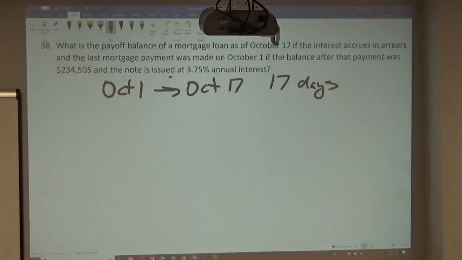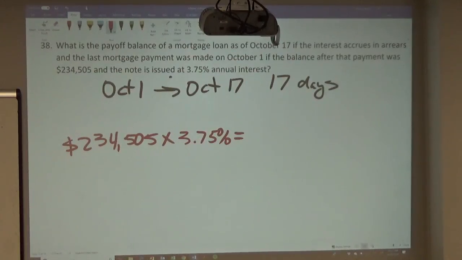We have a loan balance of $234,505 times 3.75% annual interest. So that gives us annual interest of $8,793.94, and that's annual.